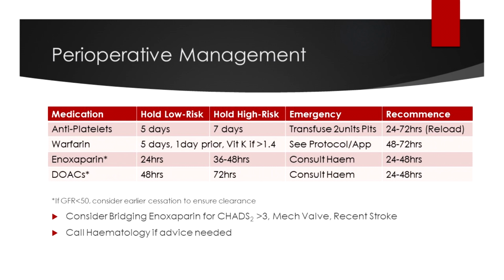There aren't any specific reversal agents for some of the DOACs, but there's still a lot of things that we can give to minimise the risk of bleeding during the procedure. And we generally recommence them like enoxaparin, 1 to 2 days later, depending on bleeding risk. So if you're really not sure, then call Haematology.